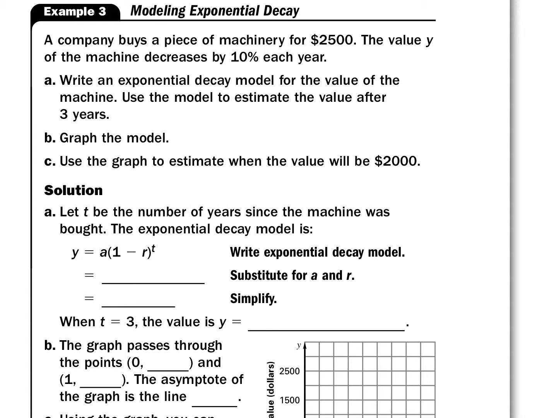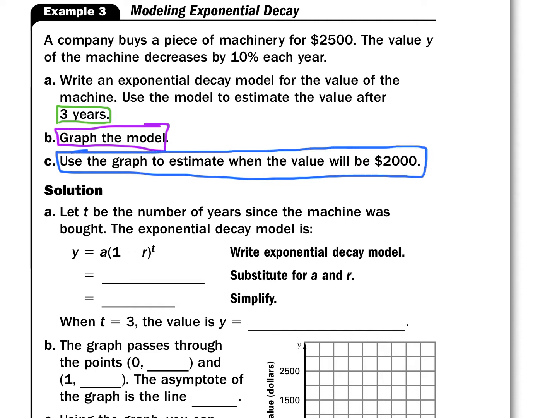The three things that we're going to do are: A, write an exponential decay model for the value of the machine and use that model to estimate the value after 3 years. B, graph the model. And C, use the graph to estimate when the value will be $2,000. So after how many years will it be $2,000?